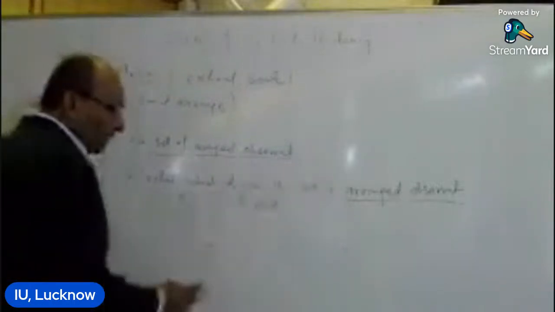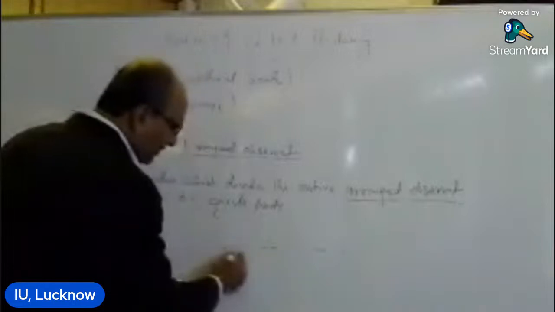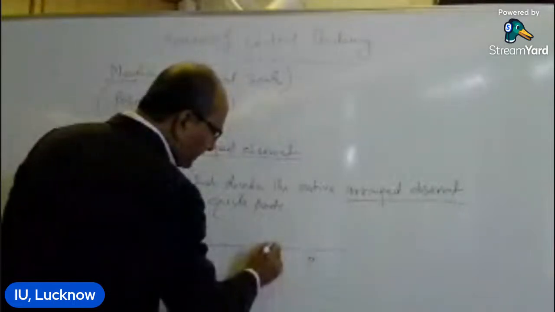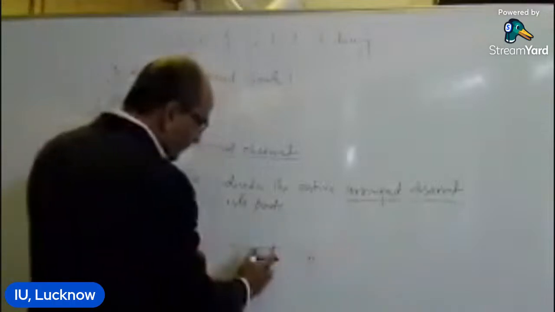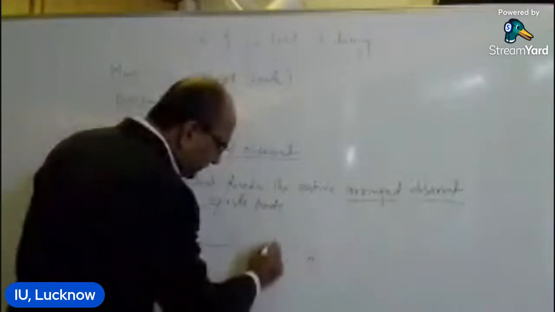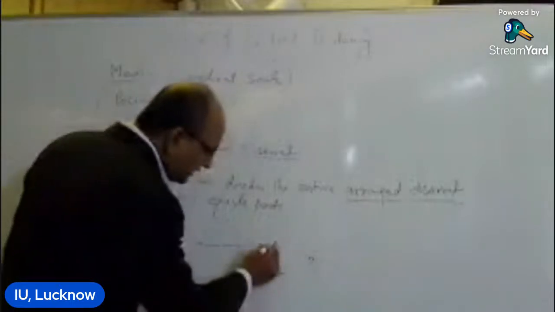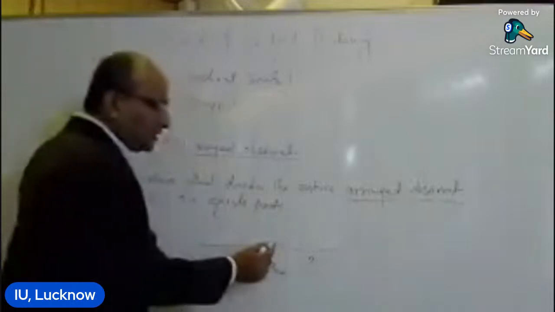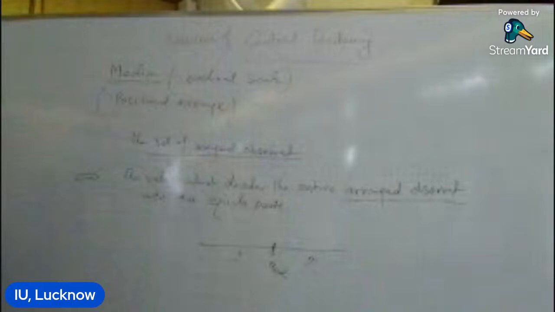So the mid value which divides the two equal parts. This is the one part and this is the second part. So this value, which divides the arranged observation into two equal parts, one part and another part, is known as median. This is nothing but the position, and the value at this position is the value of the median. That is why this is known as positional average.